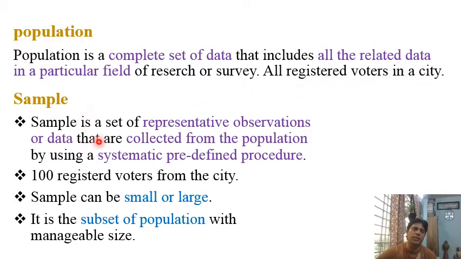What is a sample? A sample is a set of representative observations or data that are collected from the population by using a systematic predefined procedure. So here, a sample is a part of the population. Representative observation means perfectly taken from the actual characteristics of the population. Samples are able to represent the population.